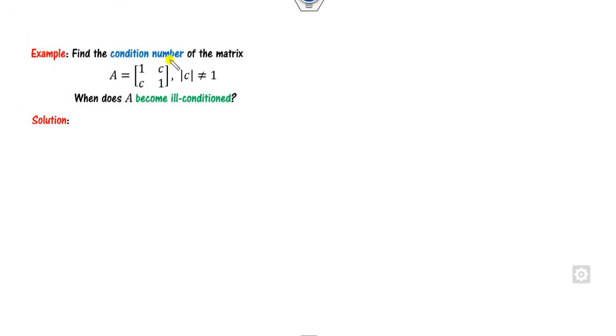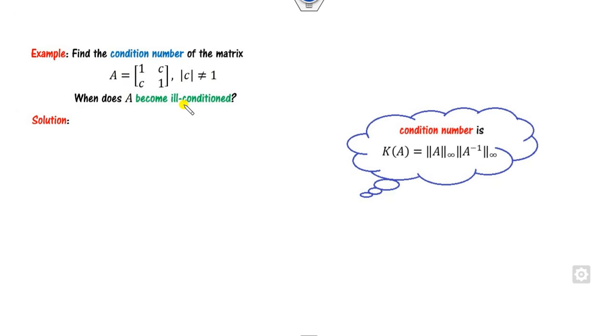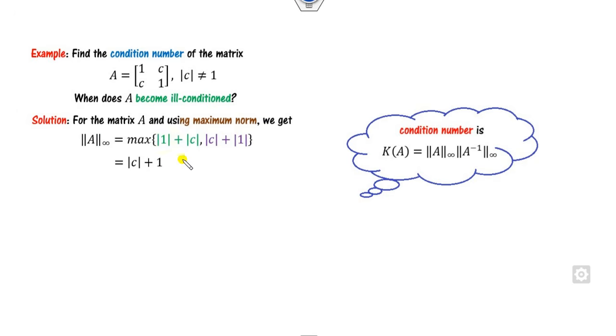Look at this one. Find the condition number of the matrix A, and then check when the matrix A is said to be ill-conditioned. Again we are using the same definition. What is the infinity norm of A? We take the maximum of 1 plus mod of c, and mod of c plus 1. Which one is the maximum? Since both are the same, the maximum value will be the same.